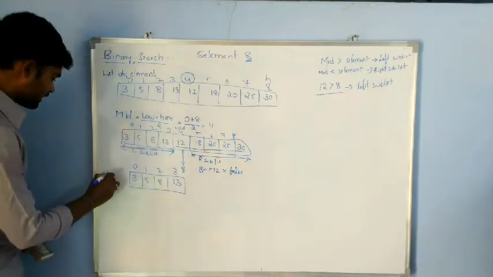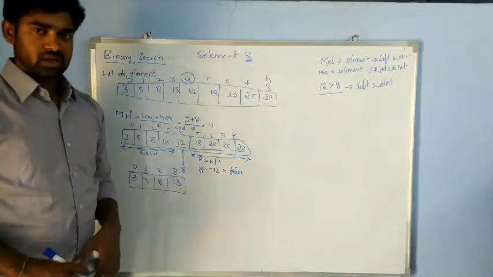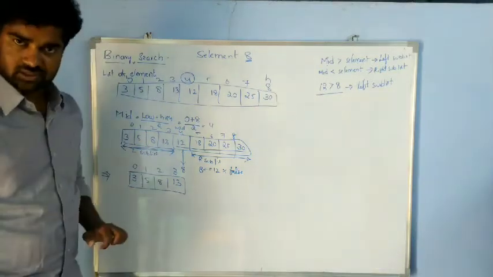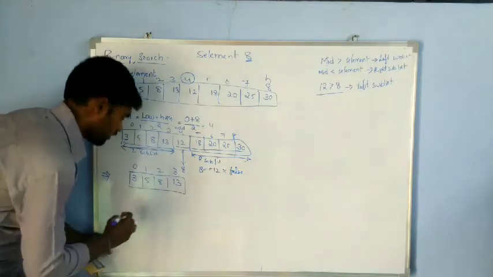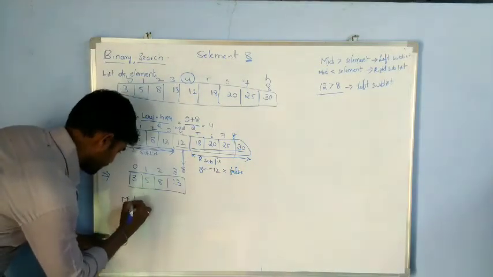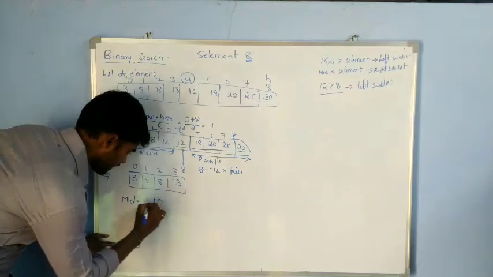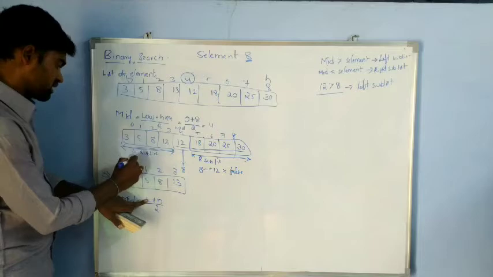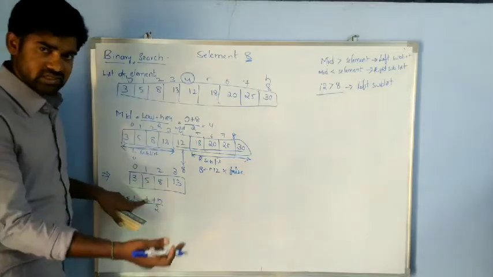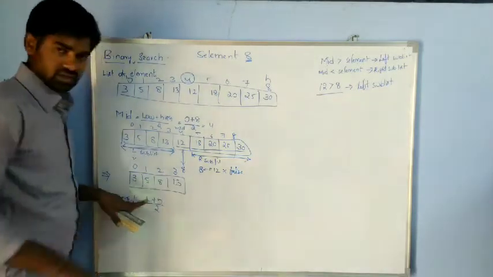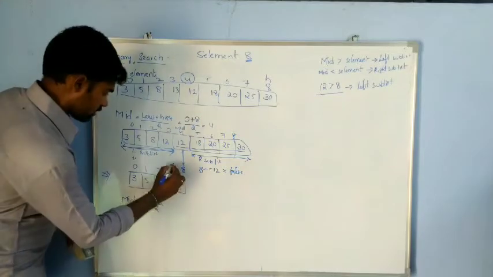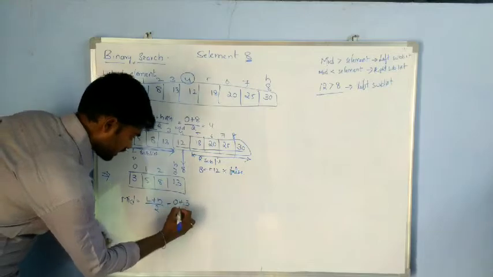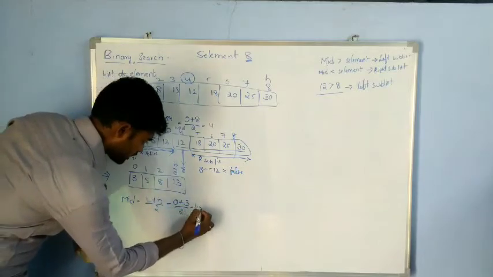After taking the left sublist, what we have to do? Again, we need to calculate the mid element for this sublist. We need to use the same formula, mid equal to (low plus high) by 2. Low is always the first index number. High is always the last index number of that list. Here high is 3, so 0 plus 3 by 2. It is nothing but 1.5.